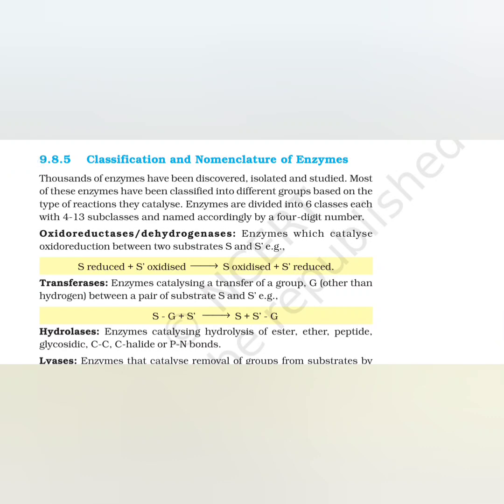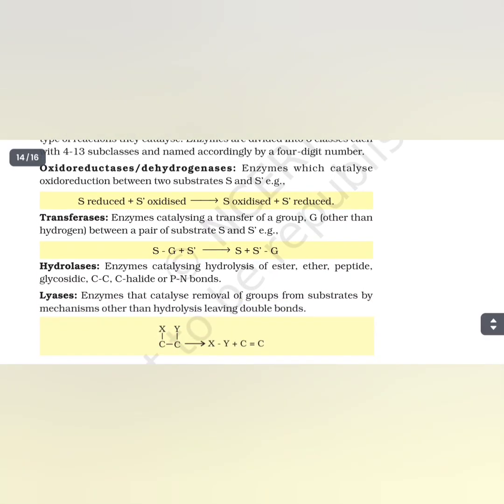Classification and nomenclature of enzymes. Thousands of enzymes have been discovered, isolated and studied. Most of these enzymes have been classified into different groups based on the type of reaction they catalyze. Enzymes are divided into 6 classes, each with 4 to 13 subclasses and named accordingly by a 4-digit number.